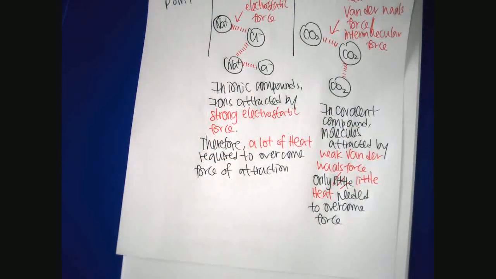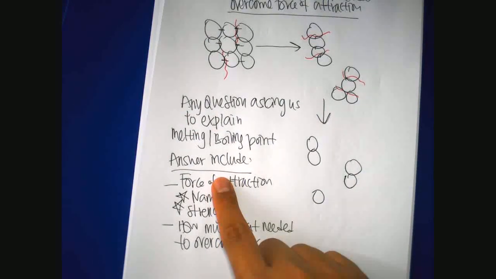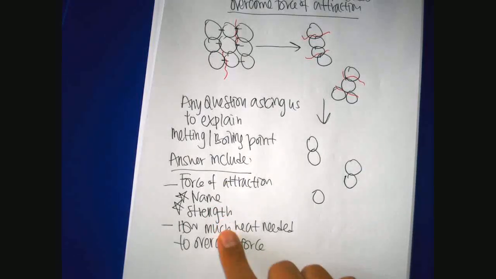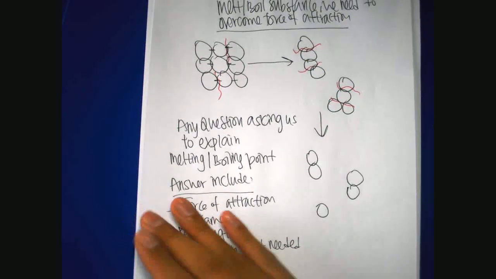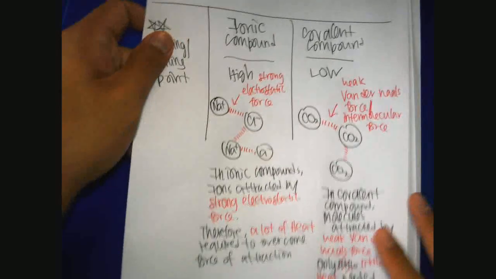So you can see you still follow the same format like what I mentioned. If you want to explain melting in a covalent compound, the name of the force you need to overcome is called van der Waals, or intermolecular force. The strength is very weak. So because you have weak forces, you need little heat to overcome it. So this is what you need to know when explaining the melting and boiling point for ionic compounds as well as covalent compounds.